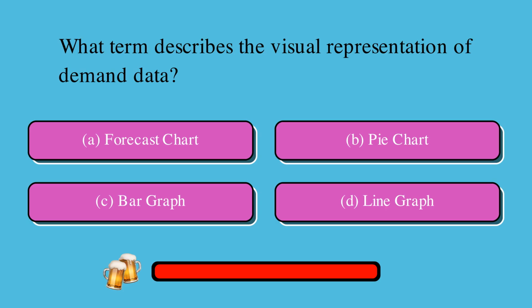What term describes the visual representation of demand data? Is it A, forecast chart, B, pie chart, C, bar graph, or D, line graph? The correct answer is A, forecast chart.